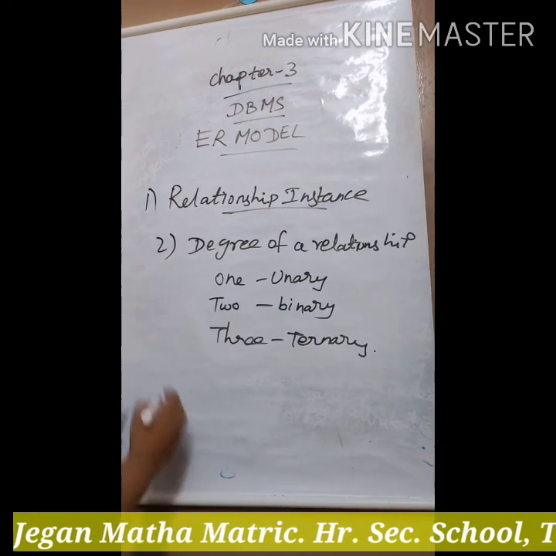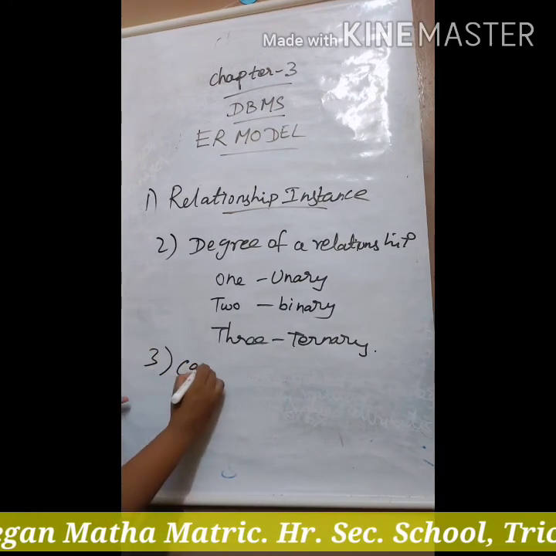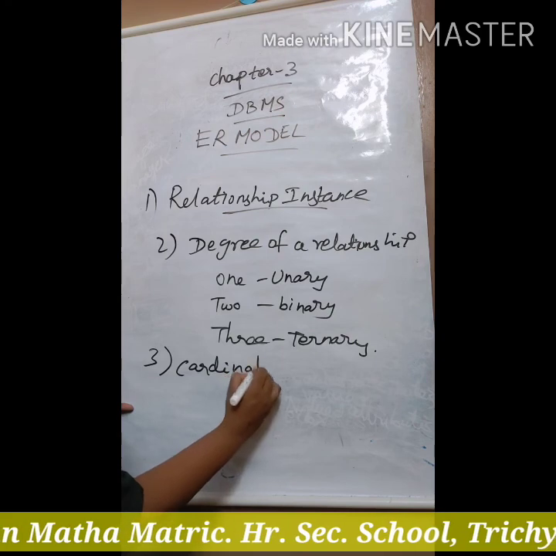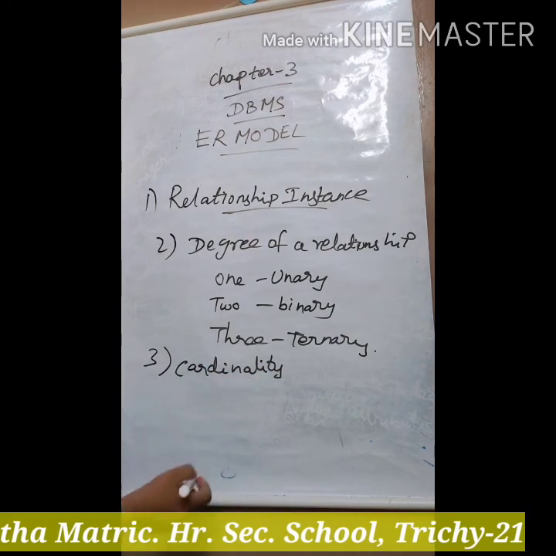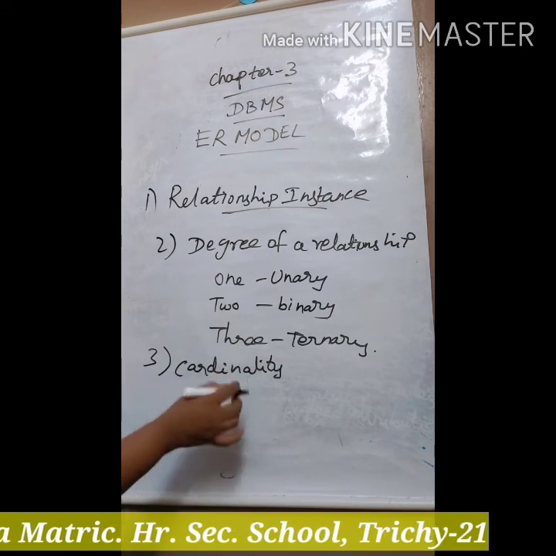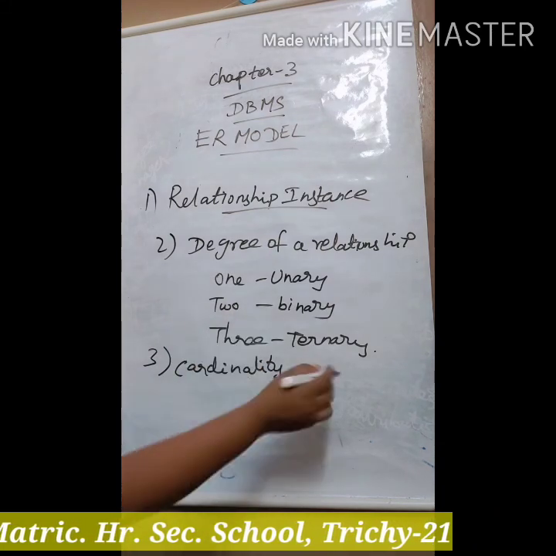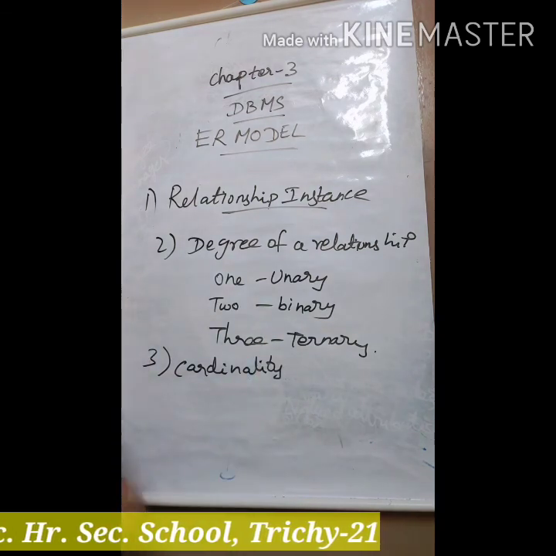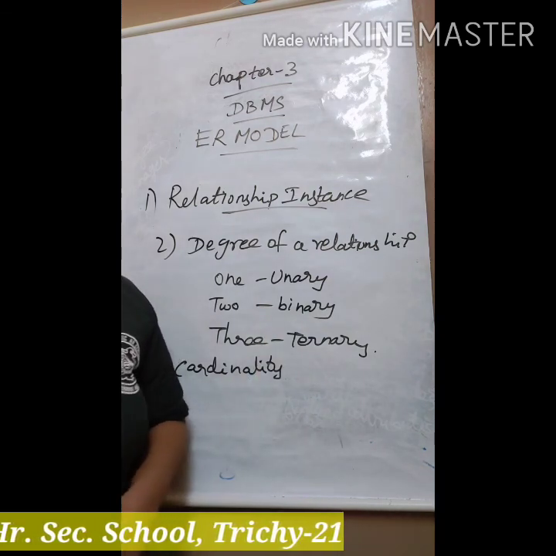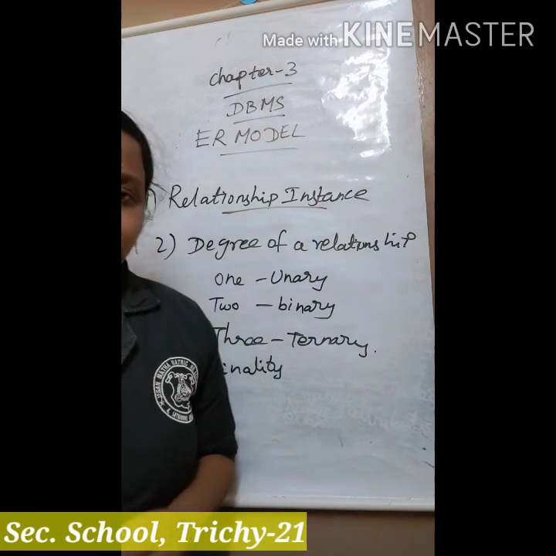So the next one is cardinality. It is defined as the number of items that must be included in a relationship. The three classifications of cardinalities are one to one, one to many, and many to many.